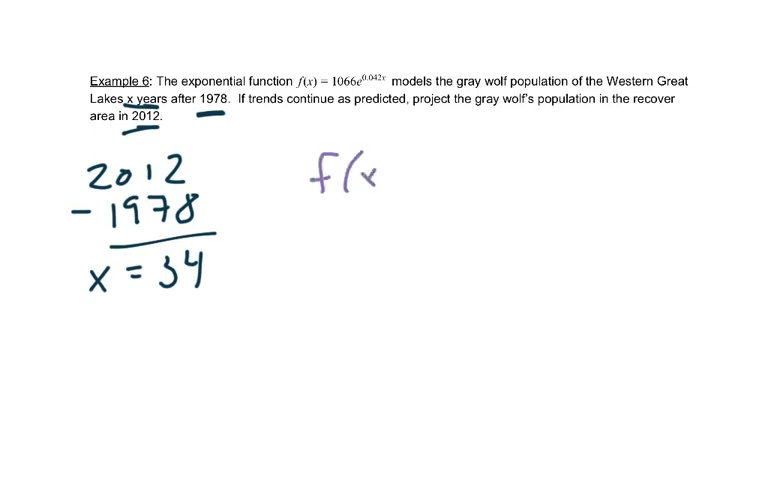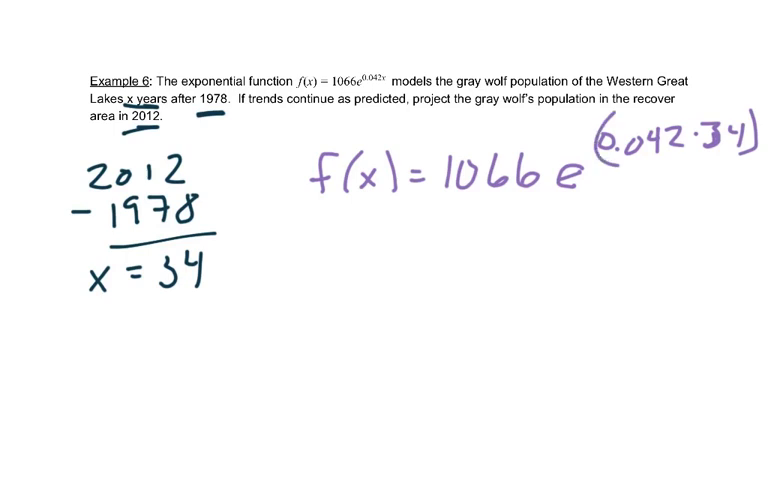So we'd have f of x, or y, equals 1066 e to the 0.042 times 34. And if we have more than one thing in the exponent, we need to put parentheses around it. So you can type that into your calculator. You have an E button.